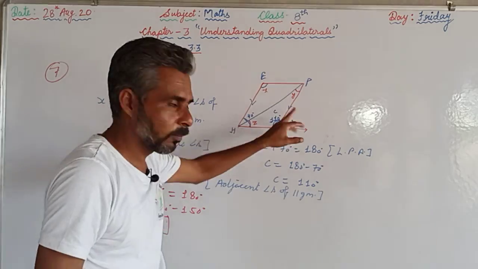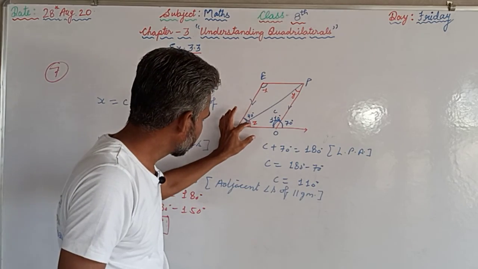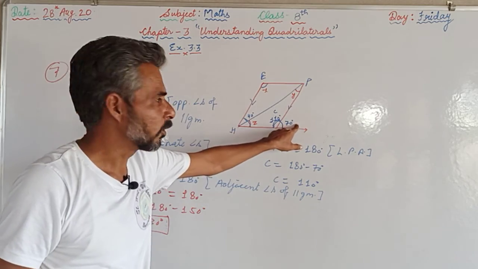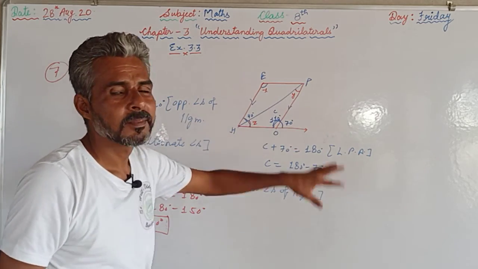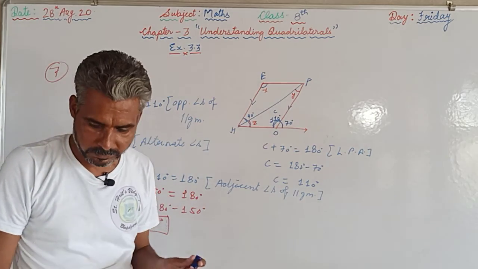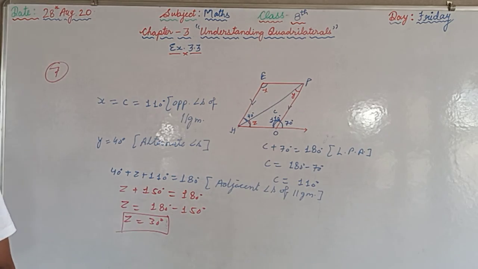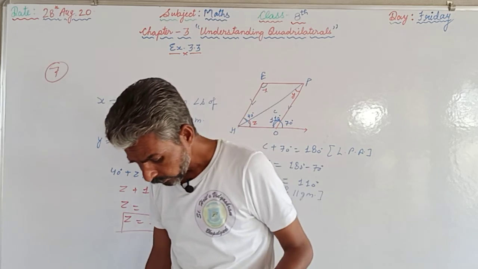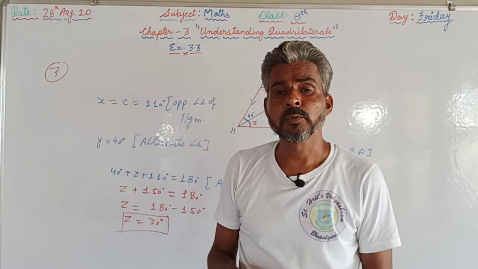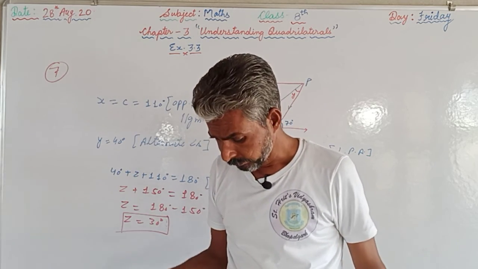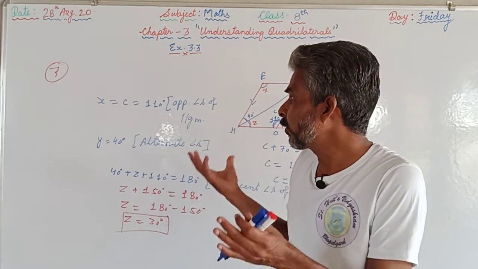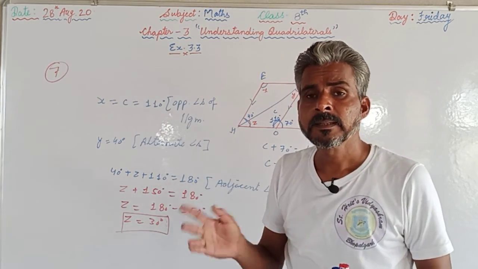This we can calculate from the other region also. This angle 40 plus Z will be equal to 70, because these are the corresponding angles. So like this many methods are there to solve. This was one of the methods. I hope that you have understood how to solve the question, how to find out the missing angles in this exercise.